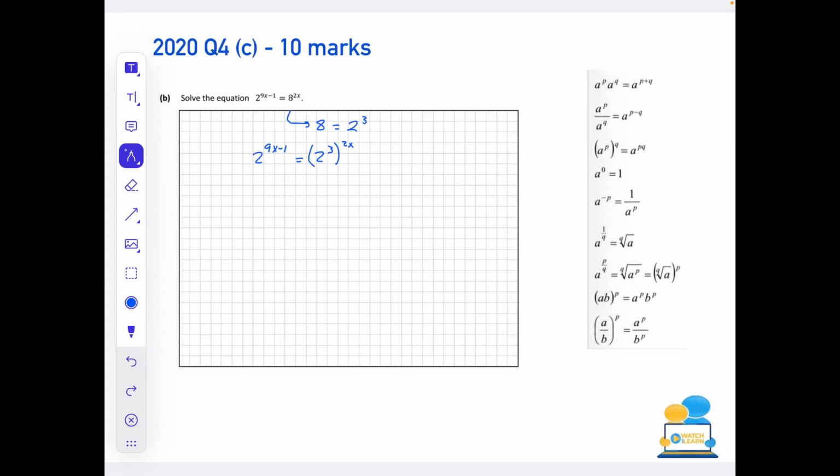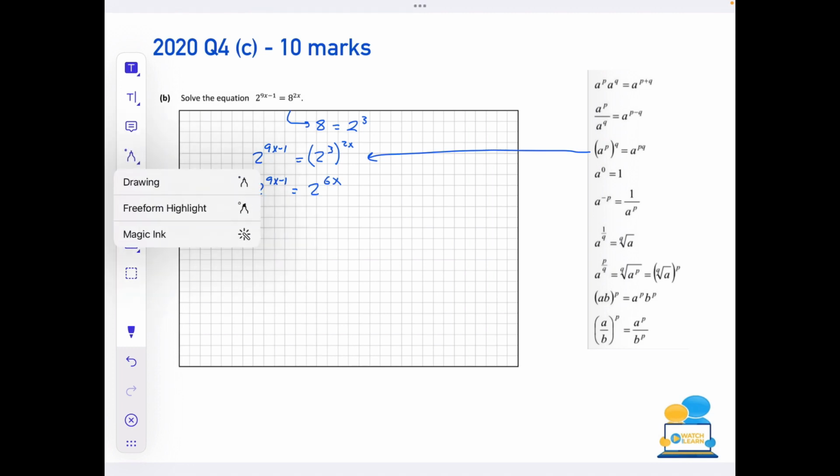Okay, now left hand side I can't do anything with that. Right hand side I can see that that is like law 3. So what we can do with that 3 and that 2x, we can multiply the powers to give me 2 to the power of 9x minus 1 is equal to 2 to the power of 6x. 3 multiplied by 2x will give me 6x. Now I'm at the place where I have the bases that are the same. So you can just let the powers equal to each other. So we get 9x minus 1 is equal to 6x.